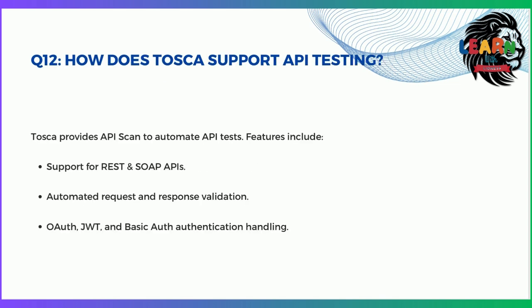Question 12. How does Tosca support API testing? Answer. Tosca provides API scan to automate API tests. Features include: 1. Support for REST and SOAP APIs. 2. Automated request and response validation. 3. OAuth, JWT, and basic auth authentication handling.